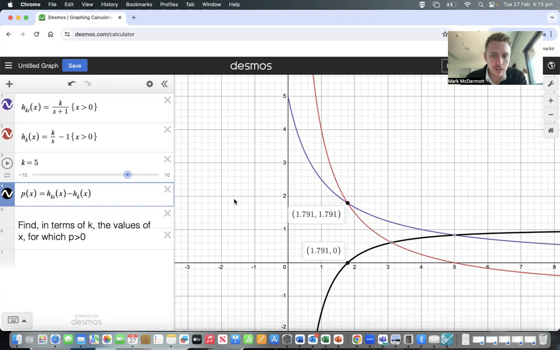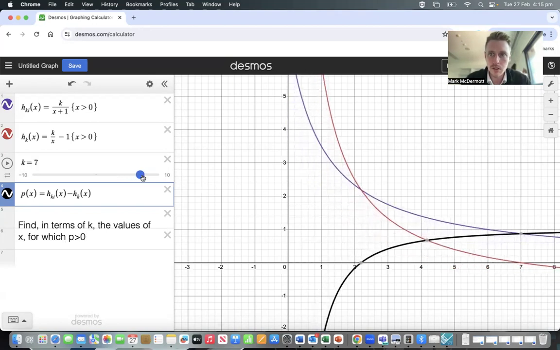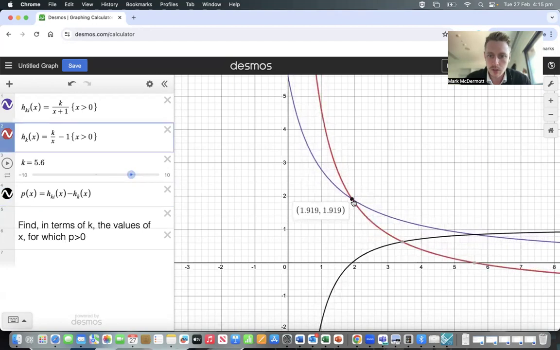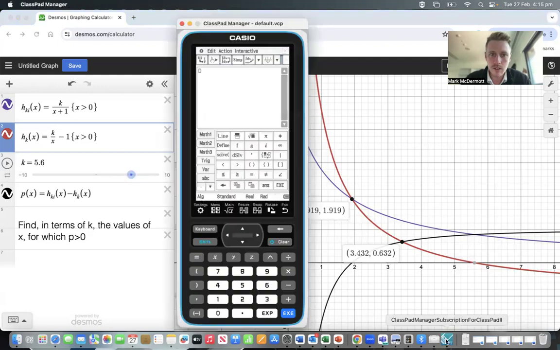The next thing that we're going to say is: find, in terms of k, the values of x for which p is greater than 0. So basically all we need to do is find out what position this value is in. What we need to do is get a calculator. So what we're going to do is define those two functions. Let's define the first one: k/(x+1) minus the whole of k/(x) minus 1, and then we're going to close that.